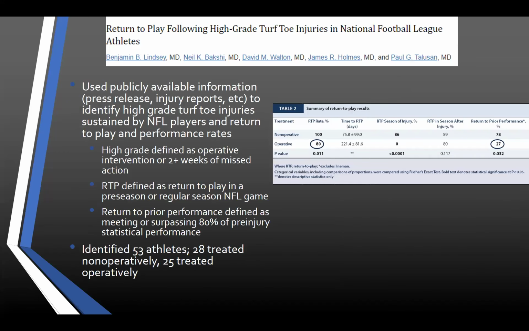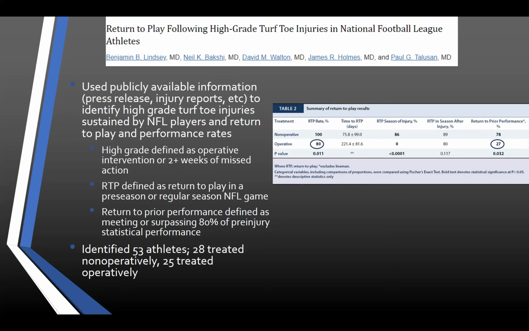Finally, there was a 2020 study that looked specifically at NFL players, and they used publicly available NFL data to identify patients who had high-grade injuries and how much time they had to miss. They defined a high-grade injury as one in which a patient eventually had to either receive surgery or missed 2 or more weeks of action. They defined return to play as returning for a single play, any play at all, in a preseason or regular season game, and return to prior performance as surpassing 80% of their pre-injury performance statistics. Given that linemen don't truly have performance statistics, this was focused solely on the skill positions of quarterbacks, running backs, and wide receivers.